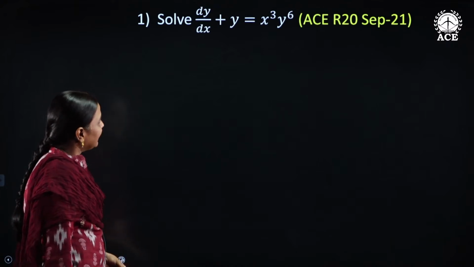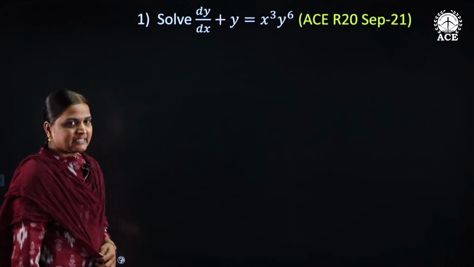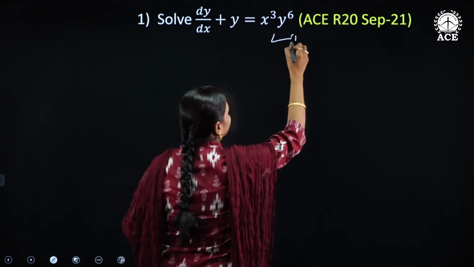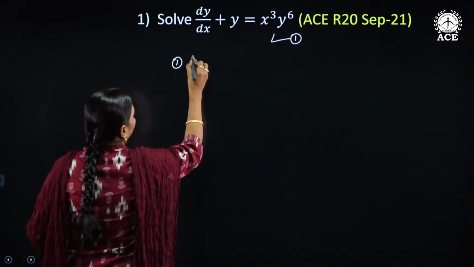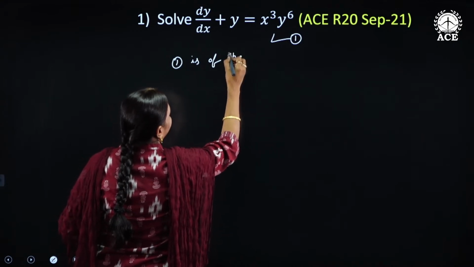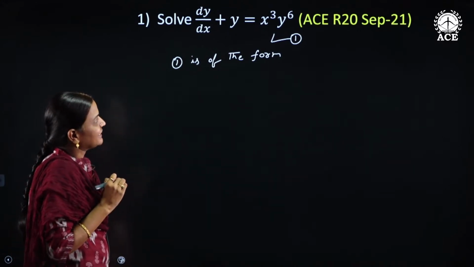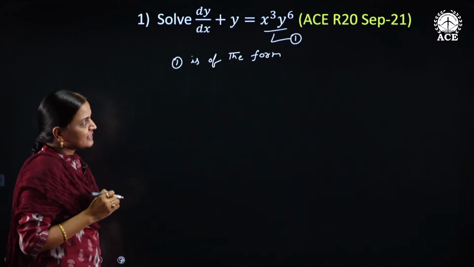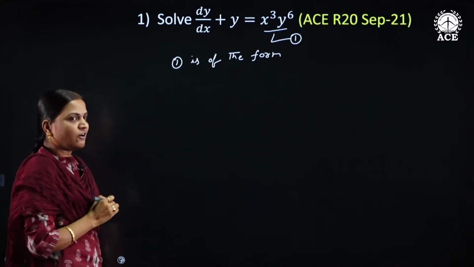First question, solve dy by dx plus y is equal to x cube into y to the power 6. What form is this? The given differential equation, if we consider it as equation 1, is of the form... First write the standard form. It is not linear. Clearly we say it is not linear because on the RHS there exists a power of y, and it is not an equation reducible to linear form because there are no functions of y.